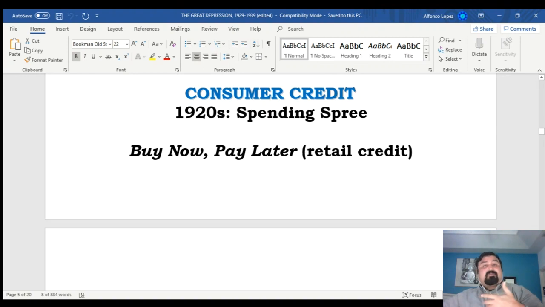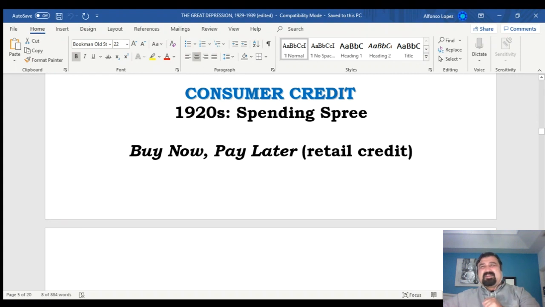So again, we're going to see the rise of a credit economy, credit expansion, in which now individuals, not industries, not producers necessarily, are going to be the ones obtaining loans and credit to buy now and pay later, in other words.